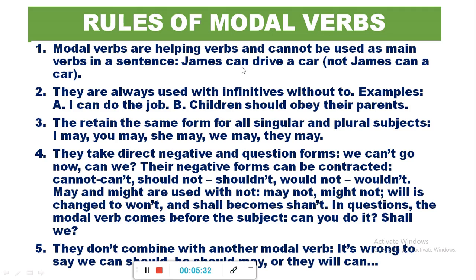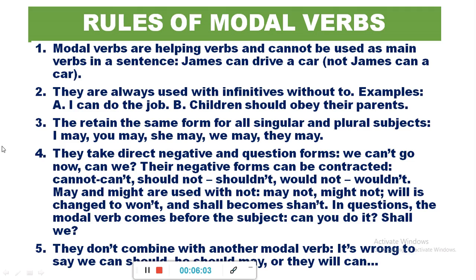We can say James is learning how to drive. We cannot say James is learning how to can drive. So to cannot be used with a modal verb. That's one of the rules. All right. And when we use a verb with it, we use the main verb in its base form. All right.